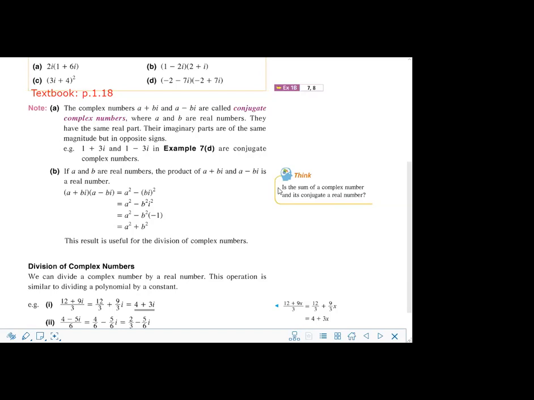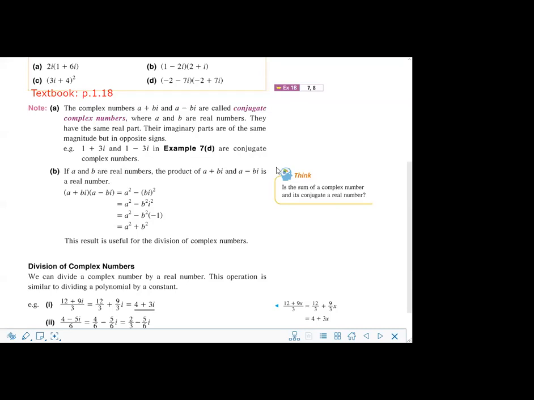But before doing the division of complex numbers, we have to learn a concept first. Let us go to page 18 of the textbook. When we are going to do the division, or the fraction of complex numbers, we need a concept of conjugate numbers, or complex conjugate, or just conjugate complex numbers, just like here.